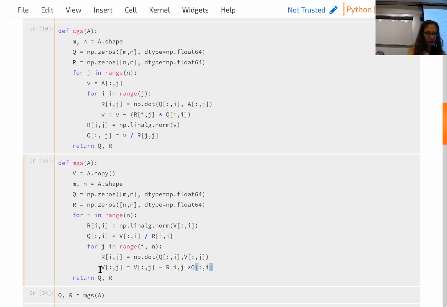So we have V, which is what we're copying A into. And so here, with classic Gram-Schmidt, you just need to have a single vector V each time that you're projecting, and then you subtract off something else, project, subtract off something else. Whereas here you actually have to have a whole matrix V.